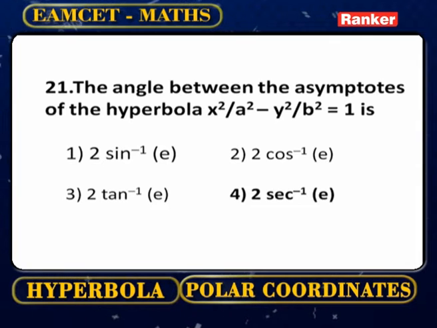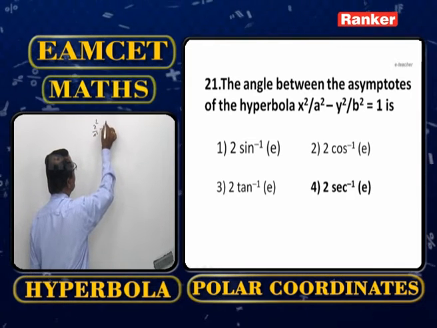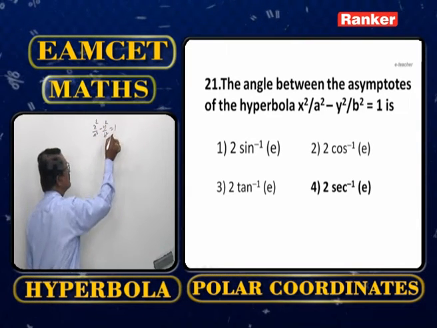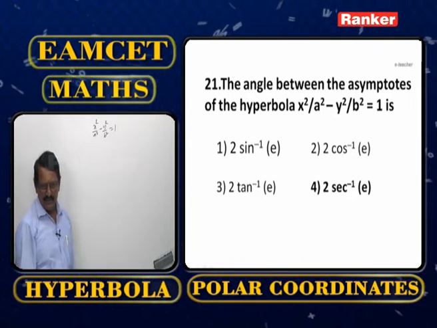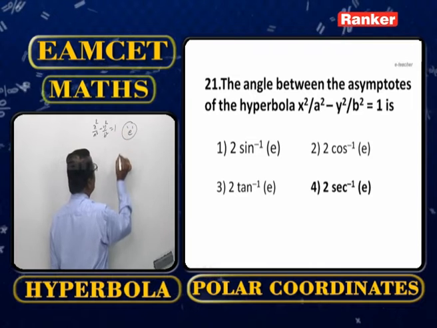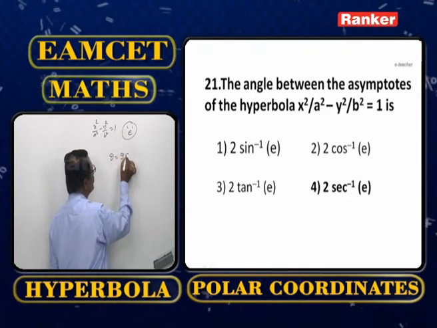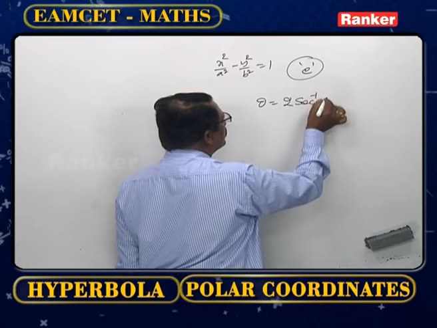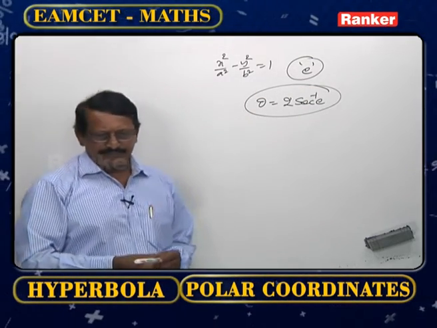The angle between the asymptotes of the hyperbola x square by a square minus y square by b square equals 1 is, it is a formula: if the eccentricity of the hyperbola is e, then the angle between the asymptotes equals 2 secant inverse e. Now, fourth option.